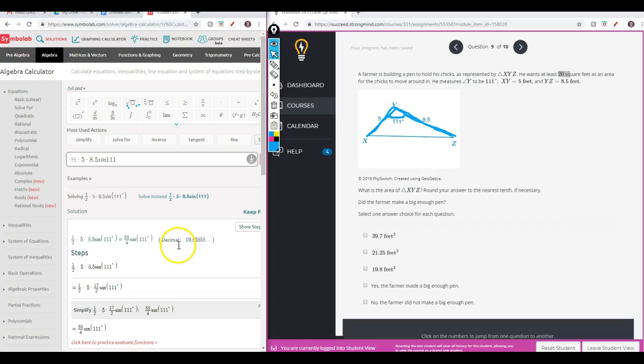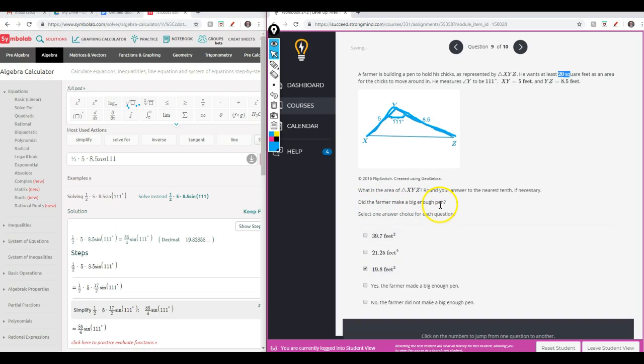and it gives us a decimal, 19.83. So it says round to the nearest tenth. This 3 is less than a 5, so it's not going to round up the tenths place. So it'll be 19.8 feet squared.